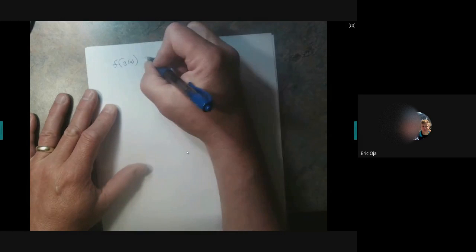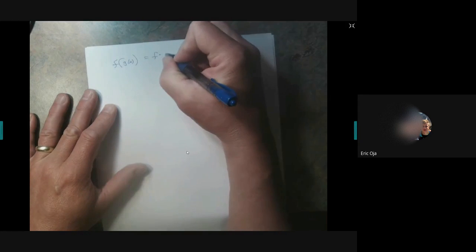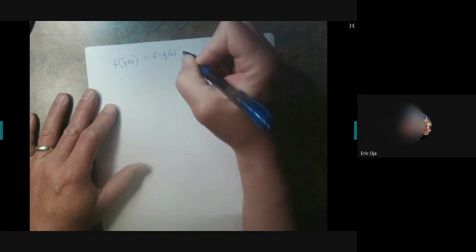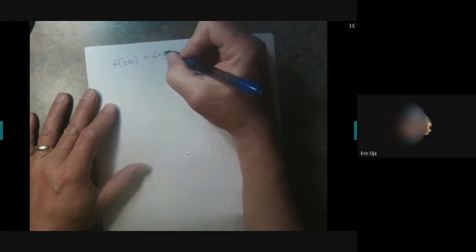Another way of writing that is like that. It's just a little tiny circle in the middle. Sometimes people call that f of g because it looks like a small O in the middle. Those both mean the same thing.